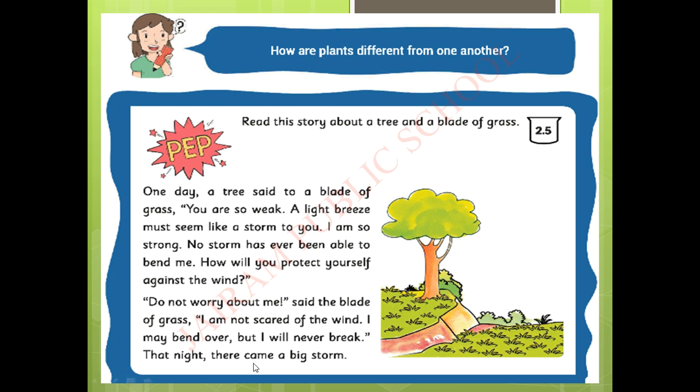That night, there came a big storm. So what happened? That night, a big storm came. So children, you tell me what might have happened to the grass and the tree? Who will be alive now, or will both fall down, or will one be alive? So what will happen to both of these?